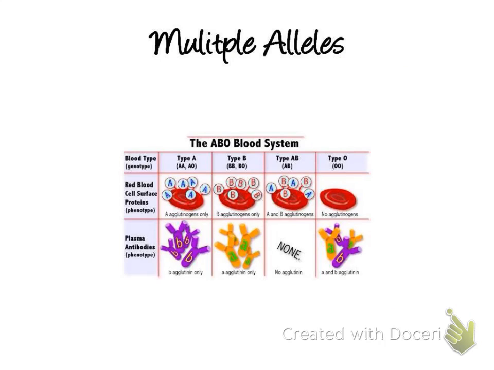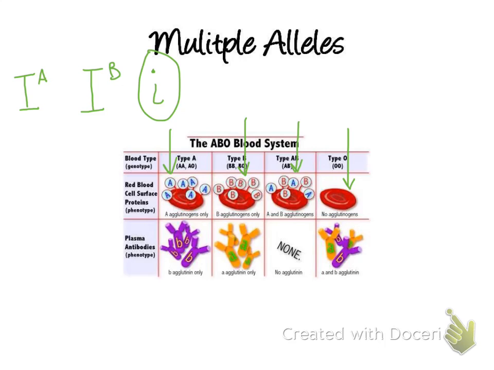Multiple alleles work with blood types. So genes are going to exist in more than two forms. With blood types, we can have IA, which is for A type blood, IB for type B, or you can have a little i. And these are going to code for these proteins on the surface of blood cells. Now notice, sometimes you don't have any. That is where this guy comes in.